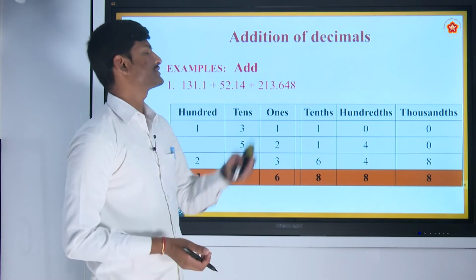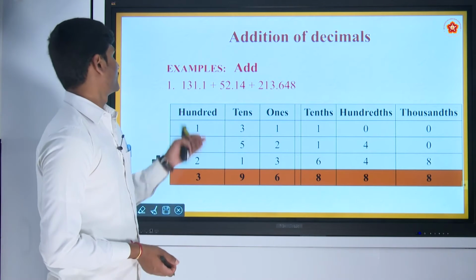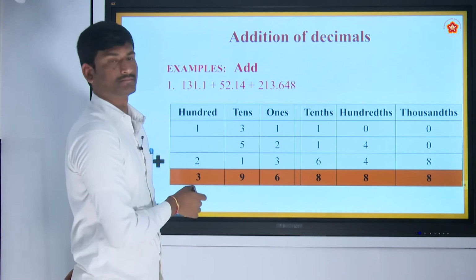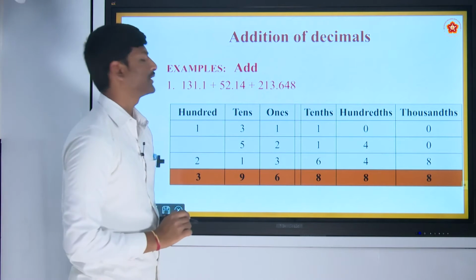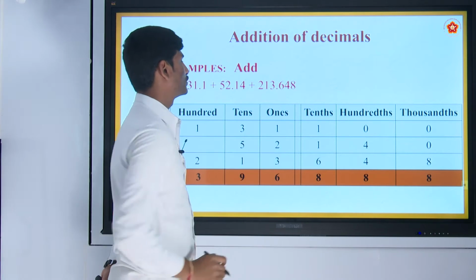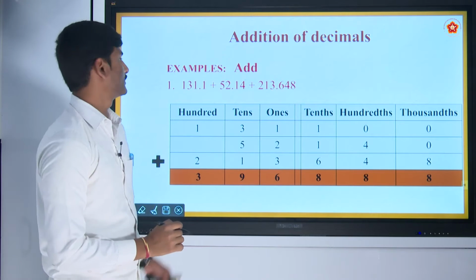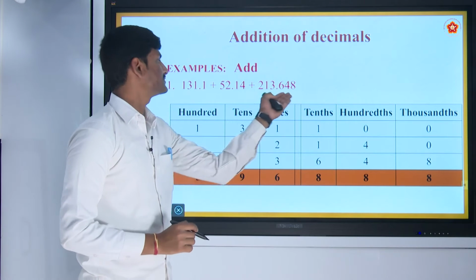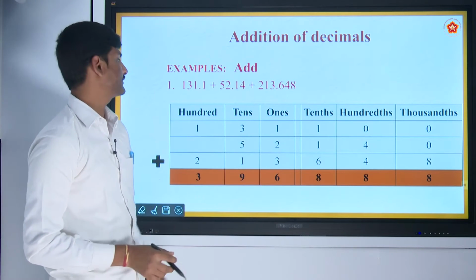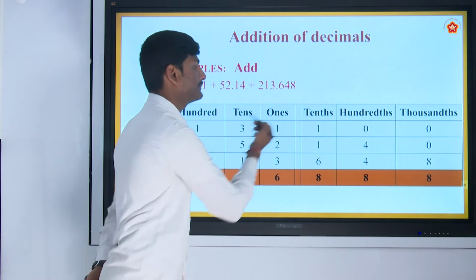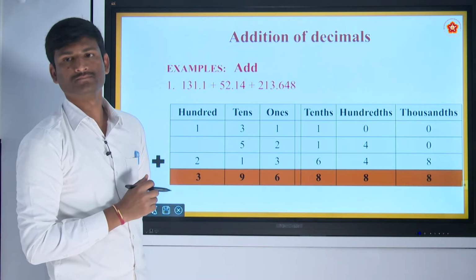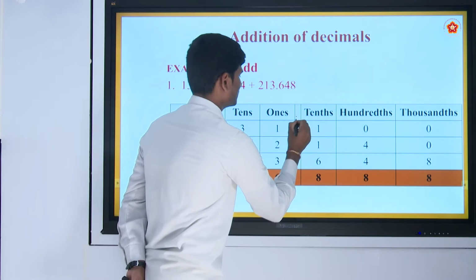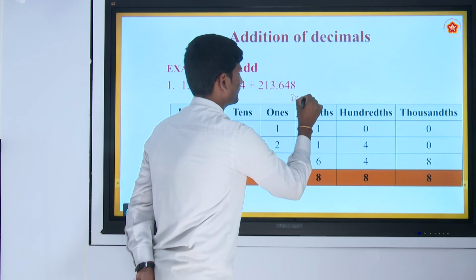Then we go to addition of decimals. Here, I take one example: 131.1 plus 52.14 plus 213.648. We have these three decimal numbers. First we write the place values. Okay, that is the decimal point, this one.